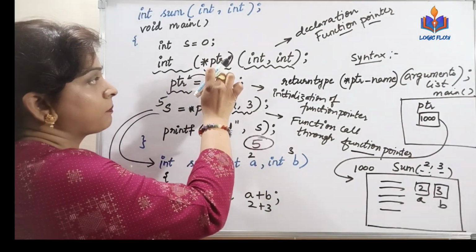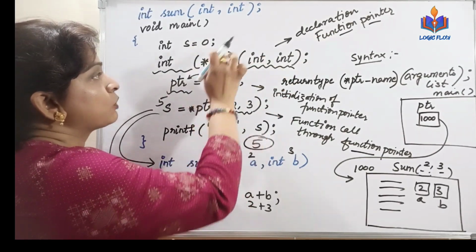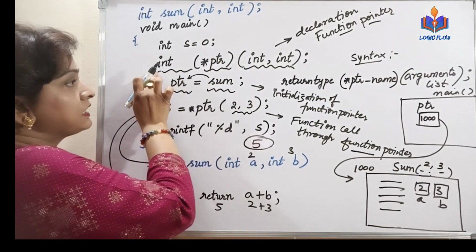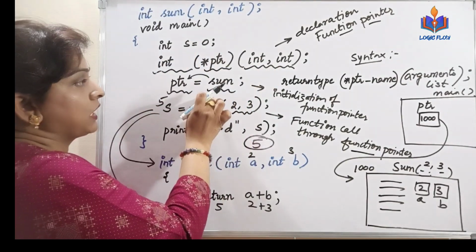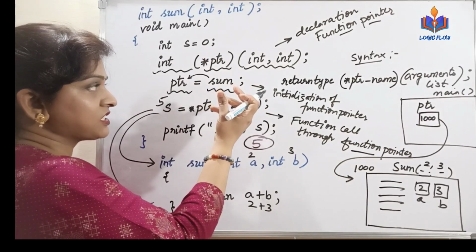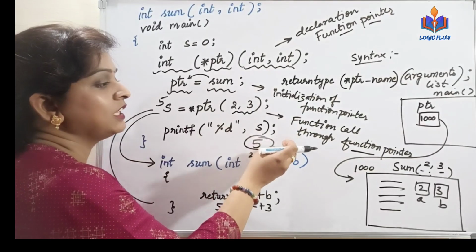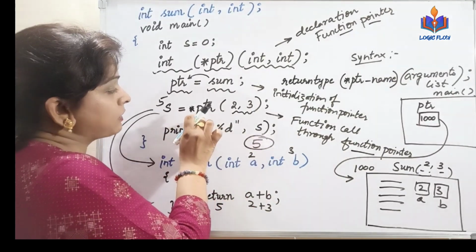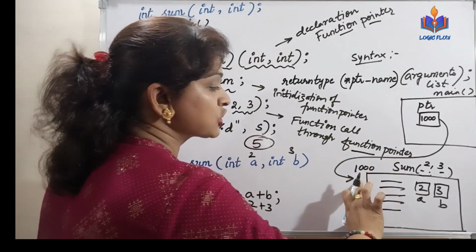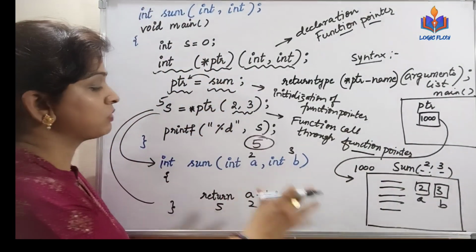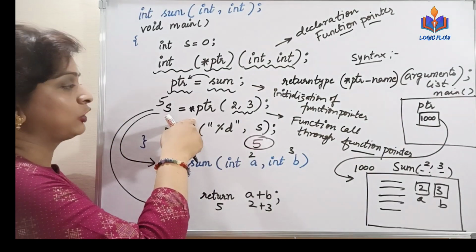Remember this particular point: in the declaration of the function pointer, the pointer should be enclosed in brackets, followed by the return type and argument list. Then ptr equal to the function name. The function name will give you the base address. Now through the function pointer, I invoke the sum function. Dereferencing the pointer means it will point to this location, then it will come to the sum function code and it gets executed. The control goes to the sum function.